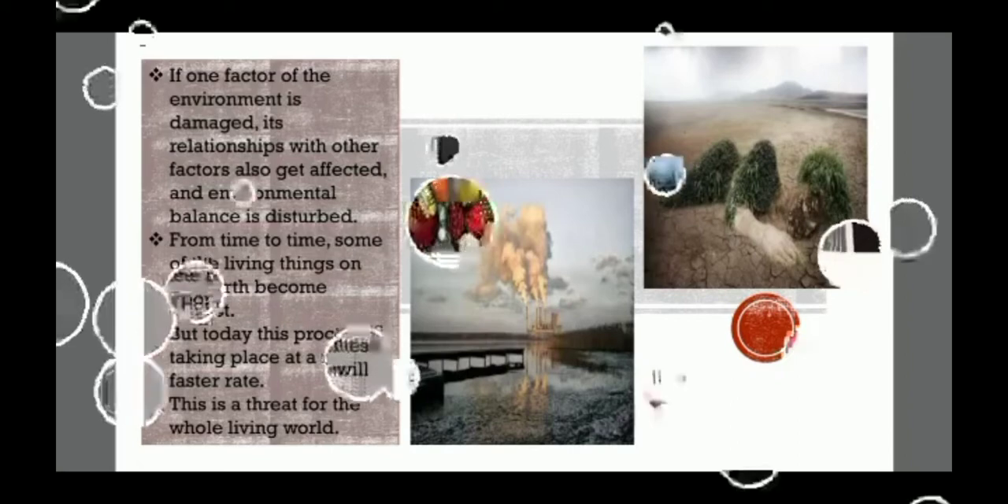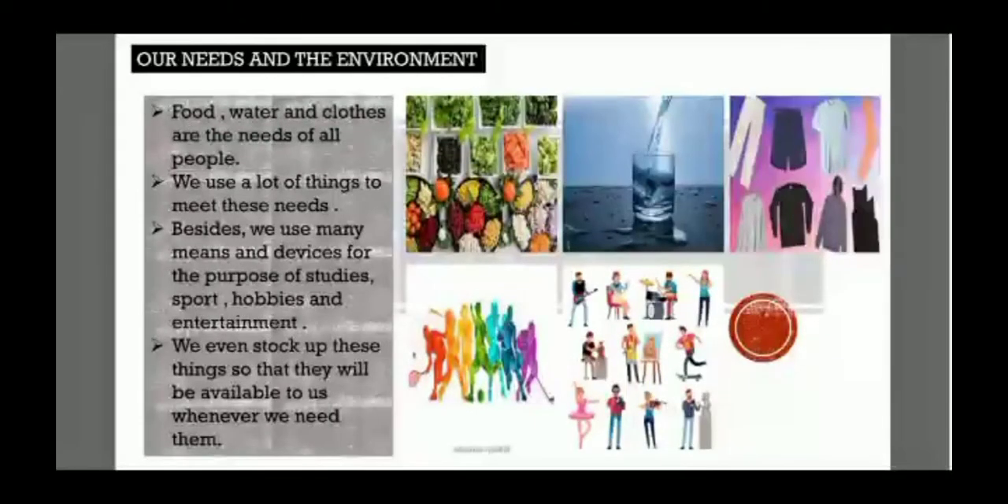If you see the pictures over there, our needs and the environment. If the different types of plants and animals become extinct one by one, many of the links in the different food chains will be lost. Many scientists believe that this will affect the entire living world on the earth and the balance in nature will collapse. So, that is the prediction made by the scientists.